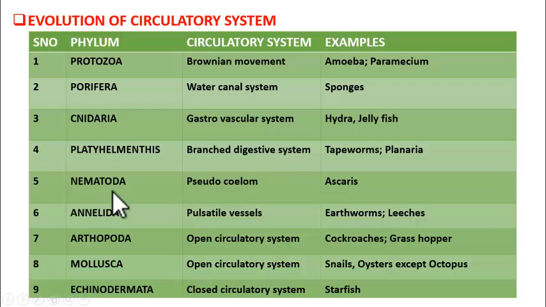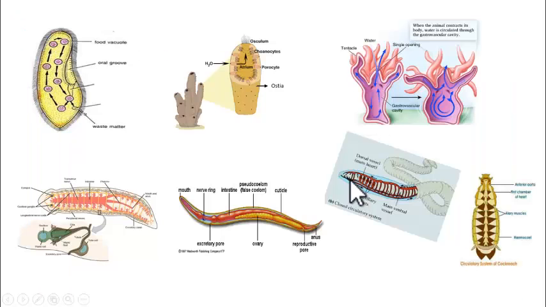Got it? Next is nematoda. Example is ascaris. See here, this is ascaris. In this, there is pseudocoelom. What is pseudocoelom? Pseudo means false, coelom means body cavity. False body cavity. So what is body cavity? It is between body wall and digestive system. So this long tube is digestive system. This is the body wall, and in between there is a space. That space is called as a coelom, false coelom.